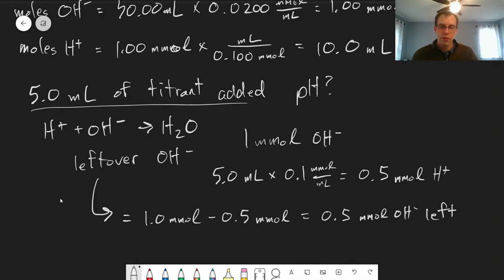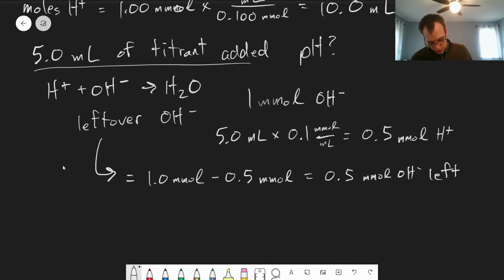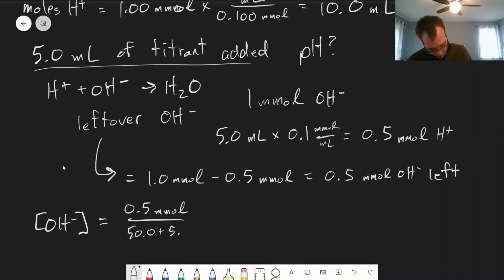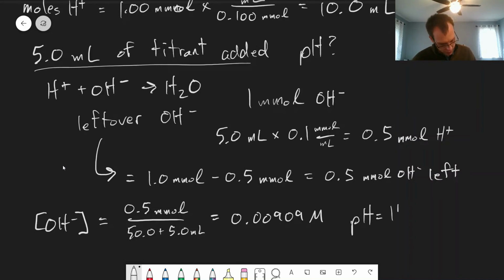And now we need to find the concentration here. So the concentration of hydroxide will be equal to 0.5 millimoles divided by 55 milliliters. So we have our initial volume plus our 5 milliliters of titrant that we've added. And that'll give us a concentration of 0.00909 molar. All right, and then we can go ahead and use the Kw expression to find the pH. We're going to skip those steps, but our pH is 11.96.